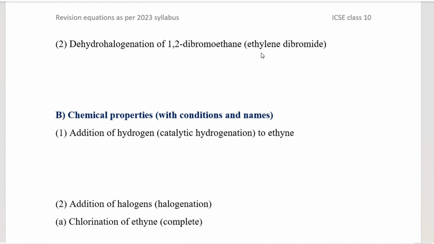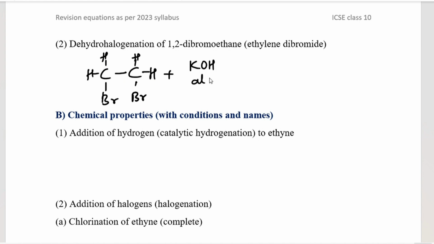Second one, dehydrohalogenation of 1,2-dibromoethane or ethylene dibromide. It is just the same way like what we did for alkene. What is this? 1,2-dibromoethane, you write 1 and 2. So one bromine here, another bromine here, one hydrogen, another hydrogen. This is 1,2-dibromoethane. What is the reagent we used? Potassium hydroxide. What is the condition? Alcoholic, hot and concentrated.